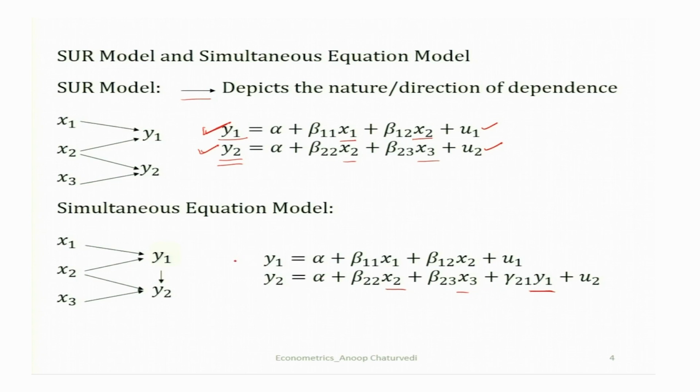So, although in this equation y 1 is your dependent variable, in this equation y 1 is behaving like an independent variable. But in this lecture and in the next lecture we will discuss just seemingly unrelated regression models, and after that we will discuss the simultaneous equation model.